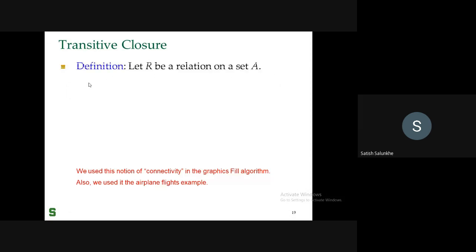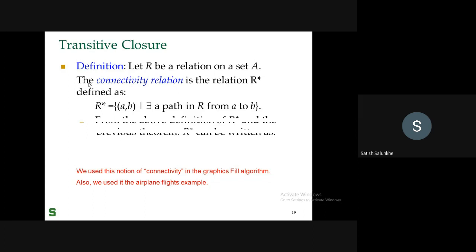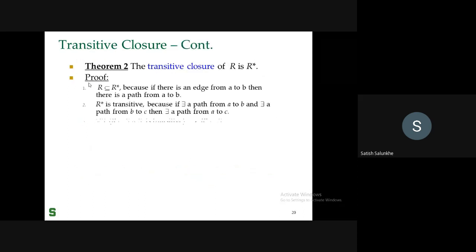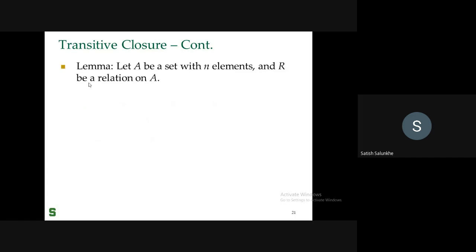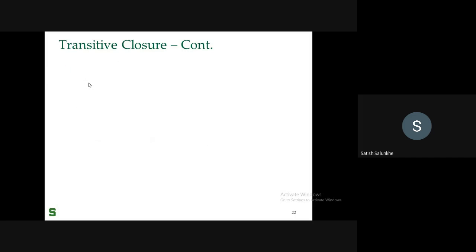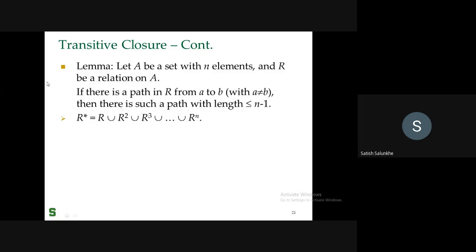So we'll straight away proceed ahead. Then we will come back to this book. Yeah, this is what we need to find out: R closure, R transitive closure. R star is equal to the transitive closure.